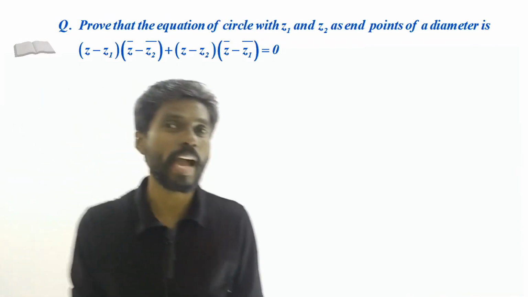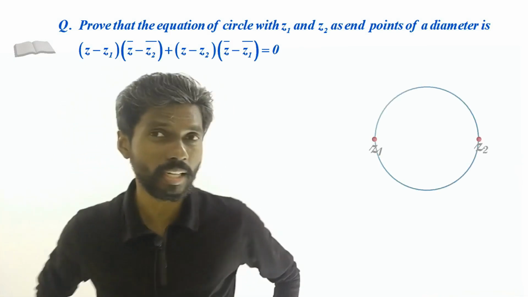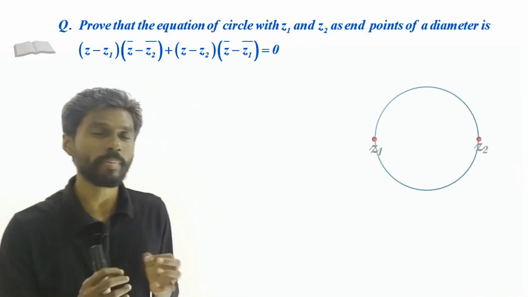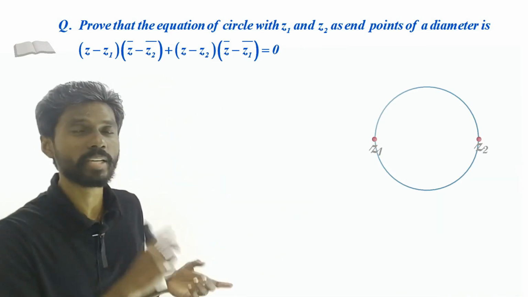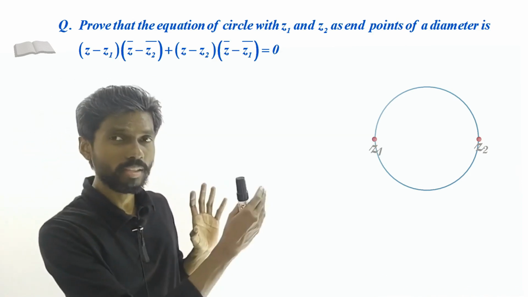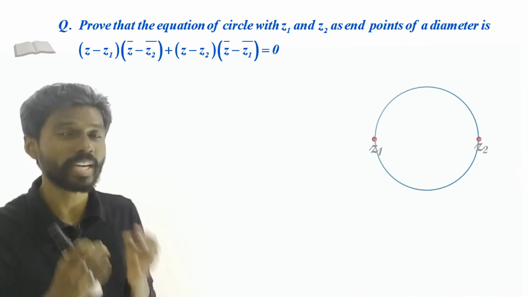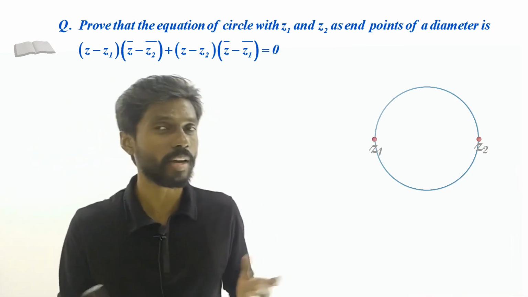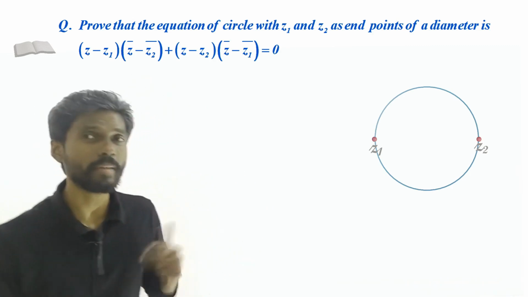The endpoints of the diameter of a circle are given, z1 and z2. We have to find the equation of the circle. We can do it by two methods. One method is you can find the center. The midpoint of these 2 points is the center, right? z1 plus z2 by 2. And similarly, the distance between these 2 points is the diameter. We can find half of this value, so that is the radius of the circle. Center and radius are known, so we can write the equation of the circle. That is one method, but we will do it by another method, right?